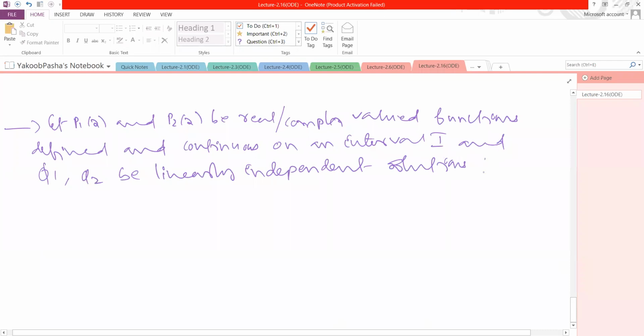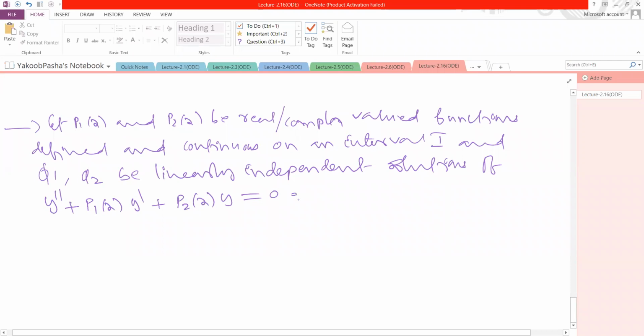Solutions of second order linear differential equation. I'm taking the second order linear differential equation y double dash plus p1 of x into y dash plus p2 of x into y is equal to 0. This is the second order equation, where p1 of x and p2 of x are real valued functions or complex valued functions.